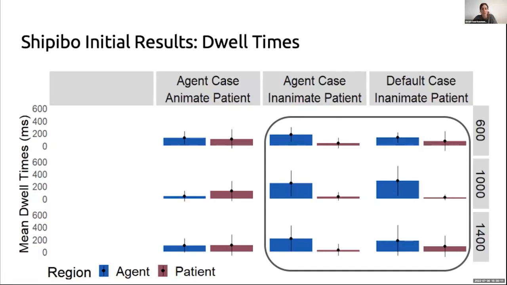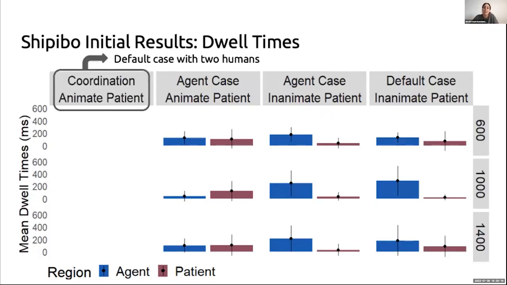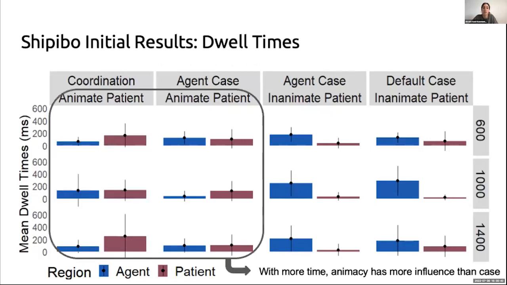So what is the critical factor here? Is it just animacy that matters, or is it an interaction of animacy and agent case? It turns out that there was an additional category of responses that can help us. When there were two animate, two human entities in the image, speakers sometimes used coordination, such as "Maria and Kate are talking." In Shipibo, this construction critically uses the default case and not the agent case. For these sentences, the fixation results pattern more closely to the agent case and animate patient sentences, with fewer looks to the agent and more looks to the patient.